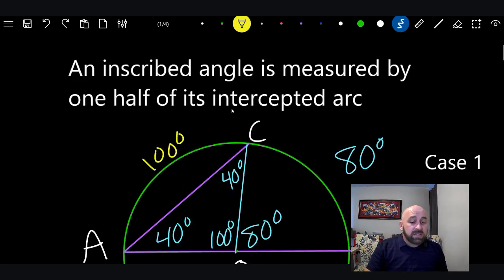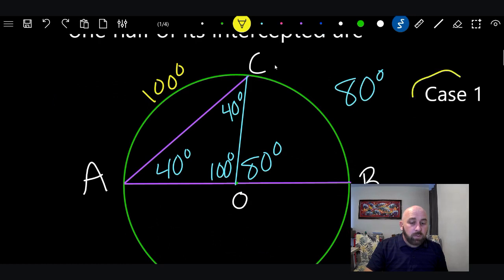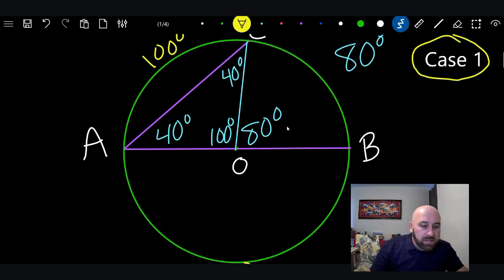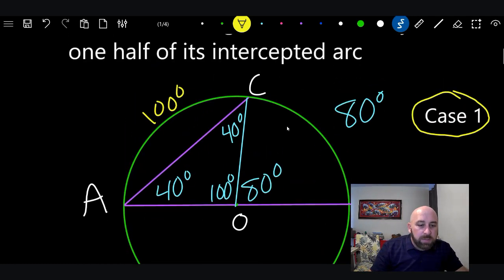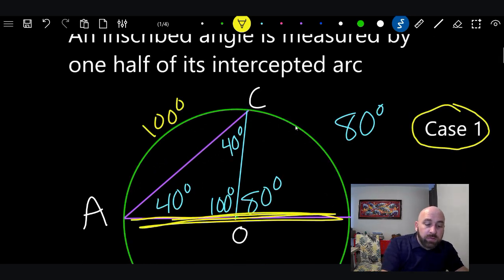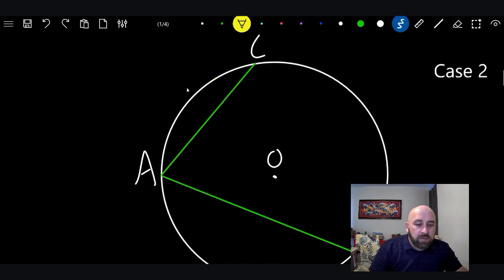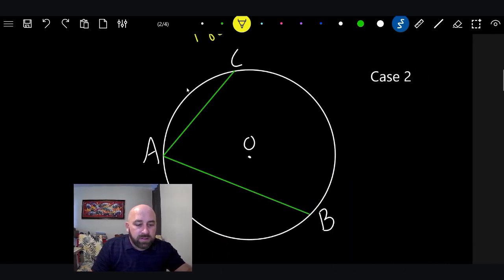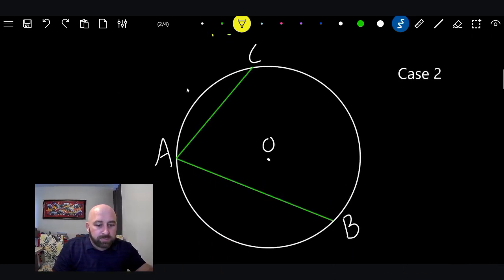All right, now this is what's called case number one, case one. In case one, notice what happened with the intercepted angle. The angle passed through the center point, okay? The angle passed through the center point. Now, this is case two. Let me shrink this back down just a little bit. Here's case two. What's case two? Now look where the center point is. The center point is not, on the other one, it was right in the diameter, right? The angle was. Now it's not in the diameter.